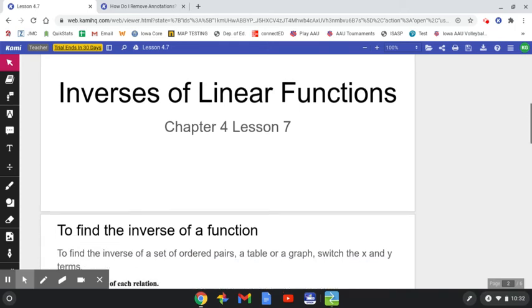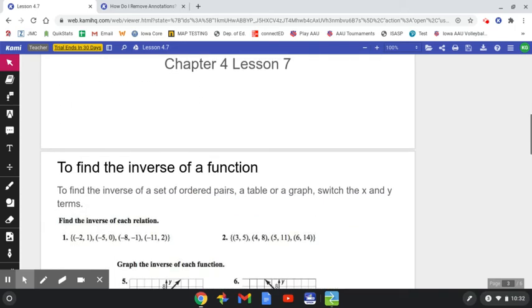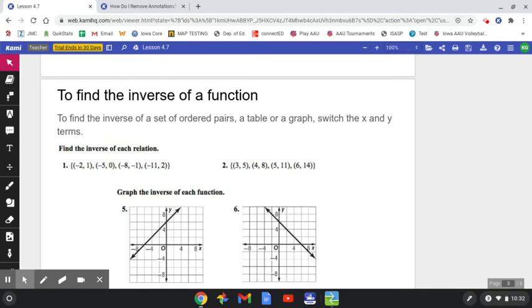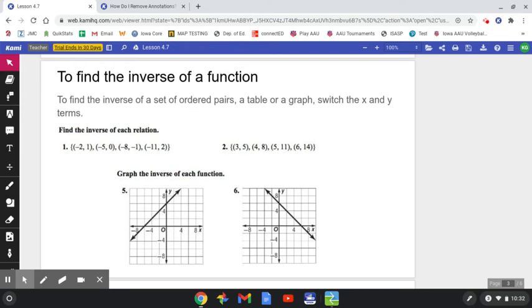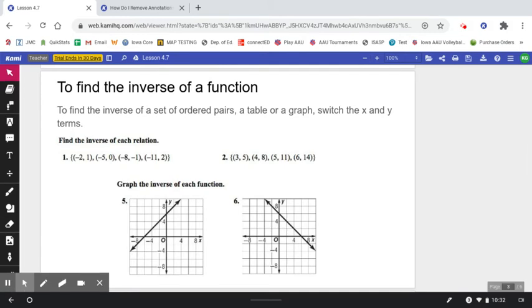Okay, Chapter 4, Lesson 7, Inverse of Linear Functions. To find the inverse of a set of ordered pairs, a table or a graph, all we have to do is switch the x and y terms. So find the inverse of each relation here.